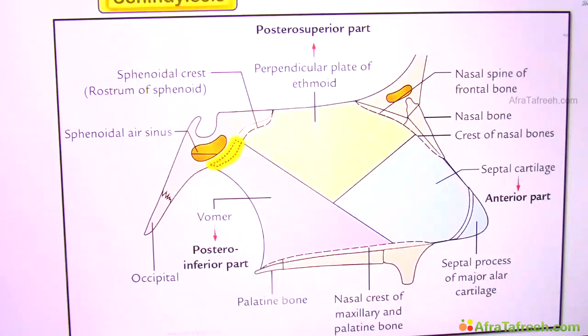Rostrum of the sphenoid. It is the rostrum of the sphenoid. Then they form a suture. It is a schindylesis. What is this? This is the other two bones forming the crest. Which are the other two bones?